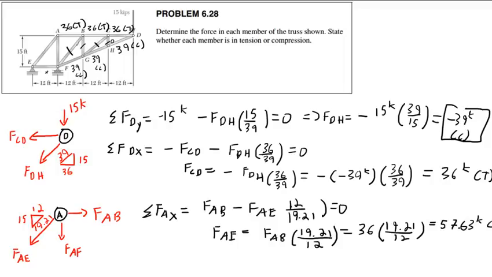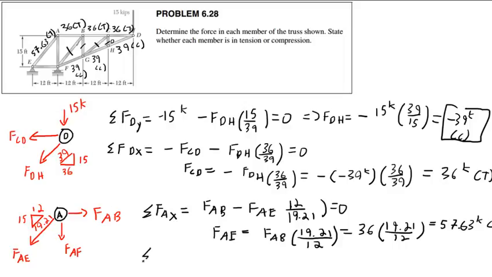So FCD is equal to FAB? FCD is equal to FAB. Yep, just based on the zero force conditions that we've gone along. Okay, so this is 57.63 in tension.